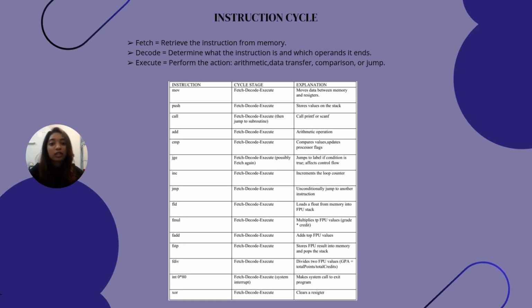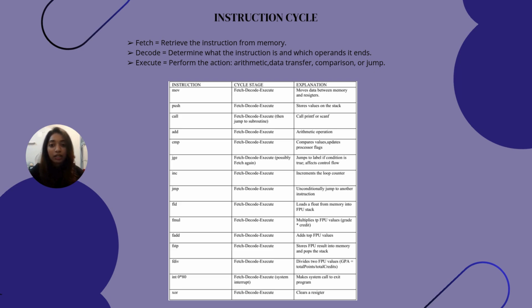Next is about the instruction cycle. There are three stages: fetch, decode, and execute. Fetch means retrieving the instruction from memory. Decode means determining what the instruction is and which operands it needs. And lastly, execute performs the action: arithmetic, data transfer, comparison, or jump. As I have told, we are using 15 instructions.